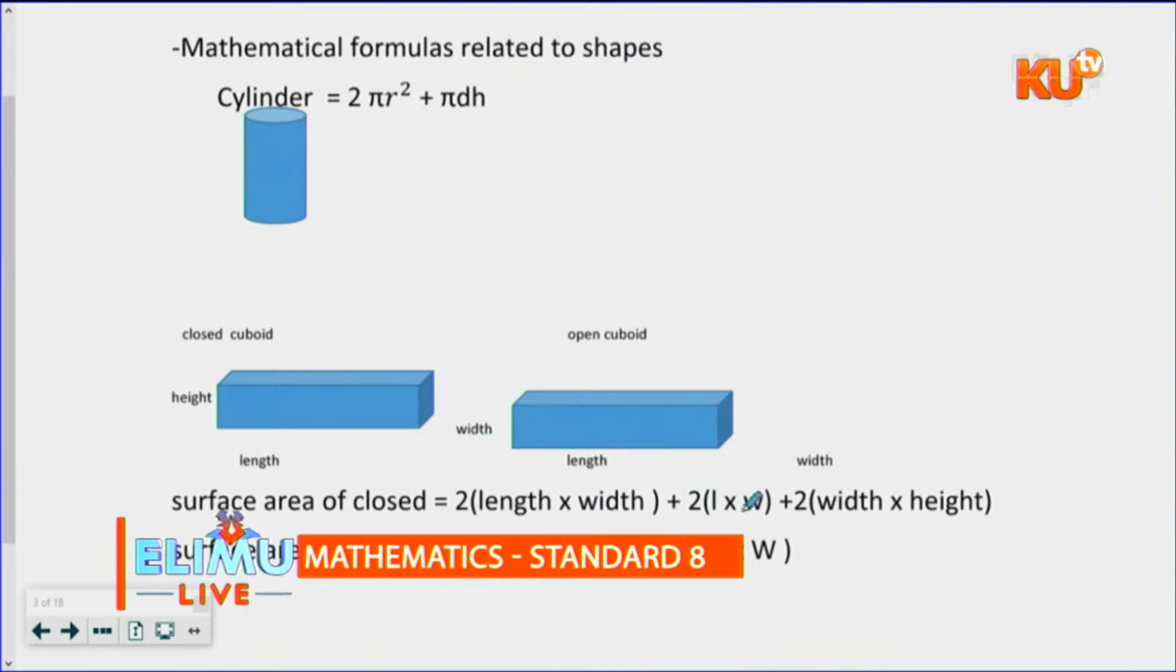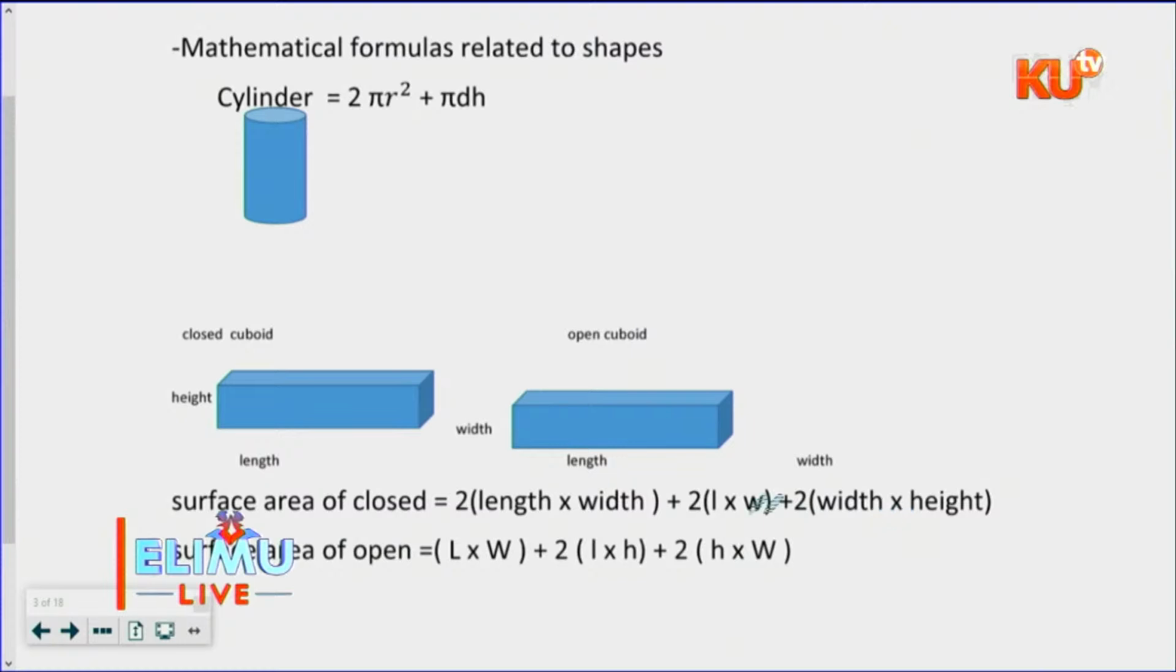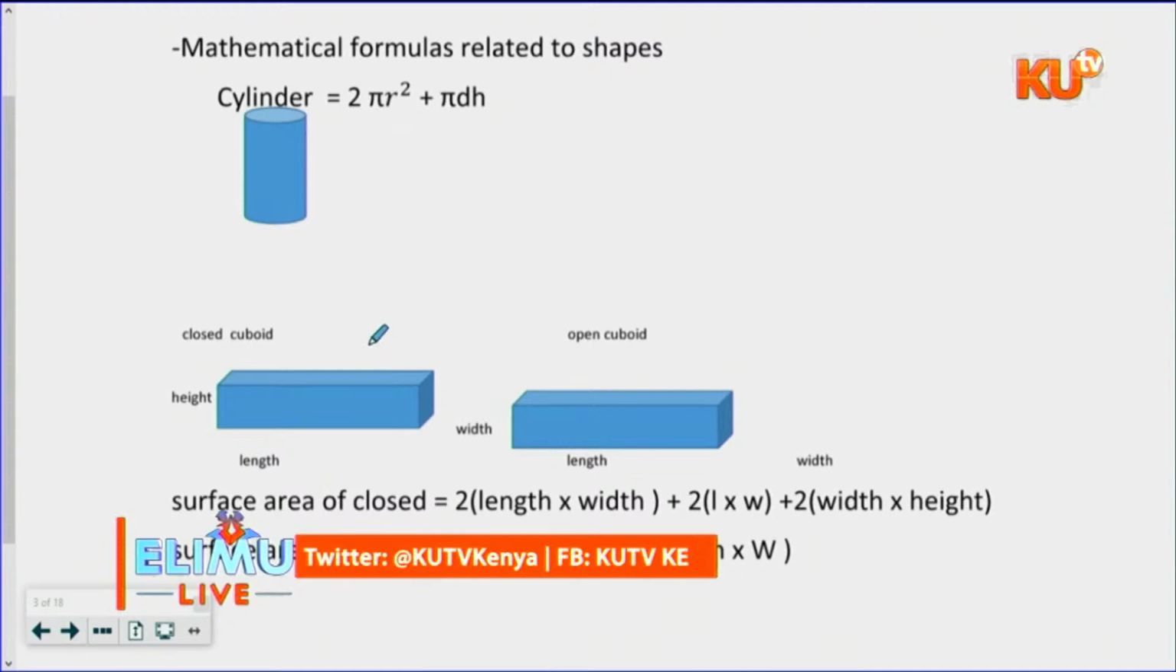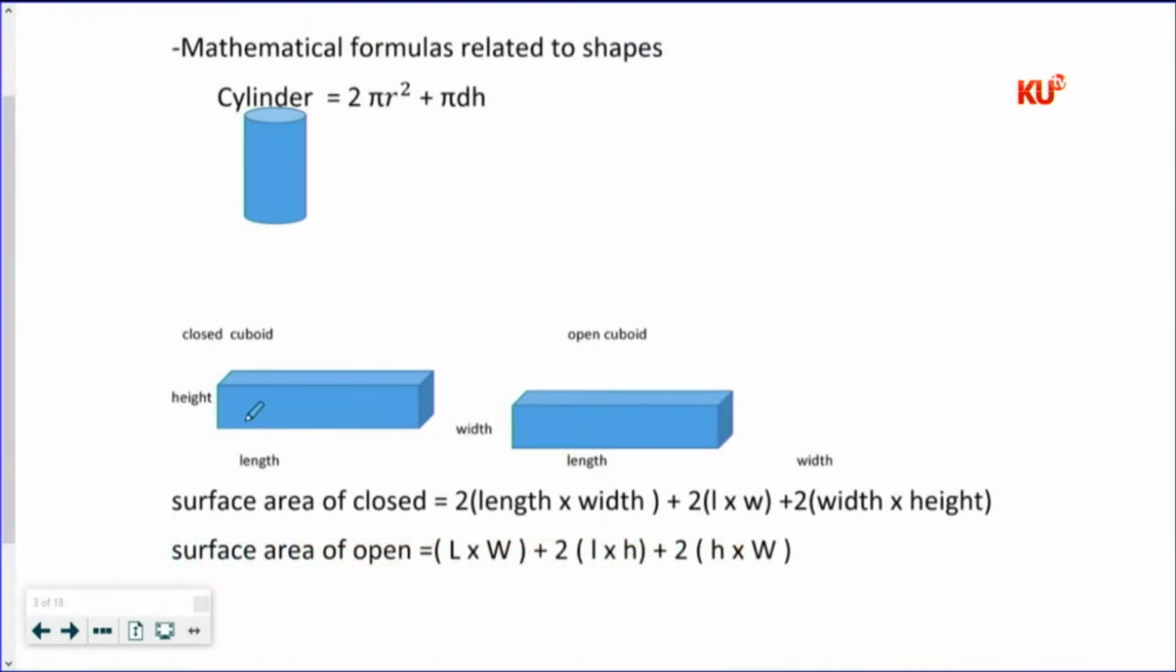Then we have plus 2 into width times height. We work out the area of this one, length times width times 2, that is the area of top and bottom. We come to the area of this face, we say length times this one, and there are 2, multiplied by 2. I call it width because it is a rectangle in nature. You can see it's a rectangle in nature. Then we come to the last part, we say width times height. This width times this height.